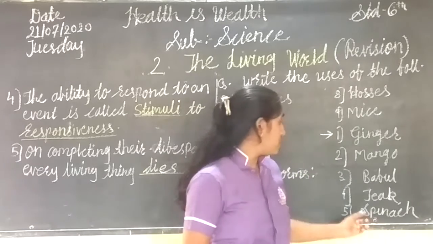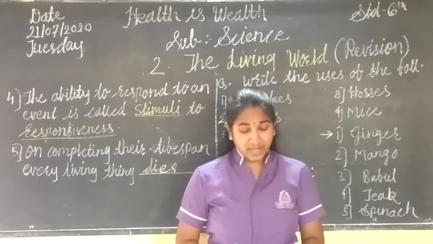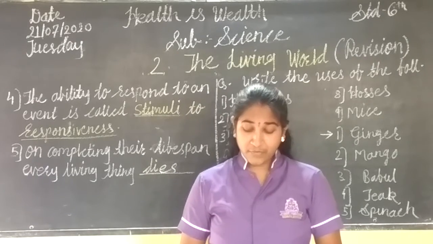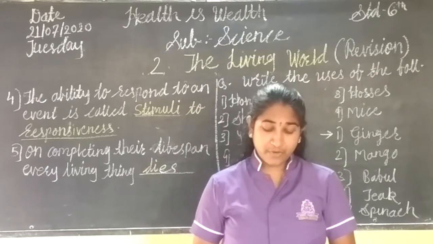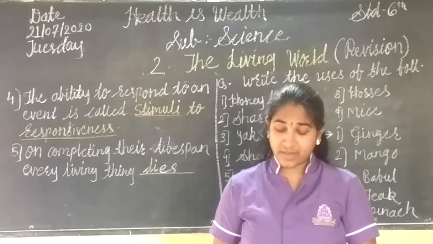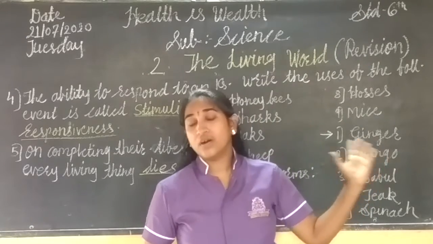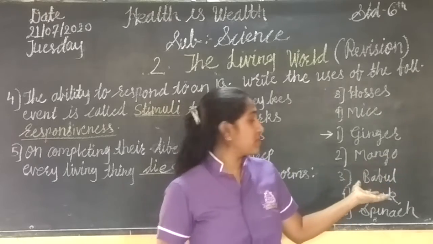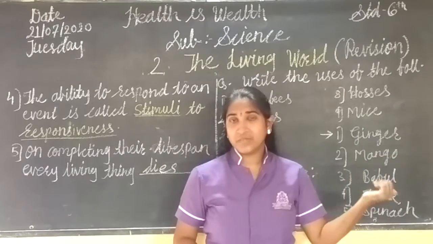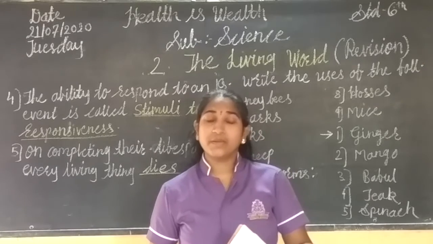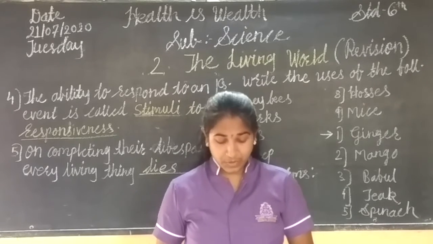Then next about the teak. Teak wood is used for making furniture. Teak is therefore in great demand. Wood from teak is used in house building for making doors and windows. Okay, teak wood is very strong. It is very good for making furniture, such as doors, windows, and tables. The teak wood is used.